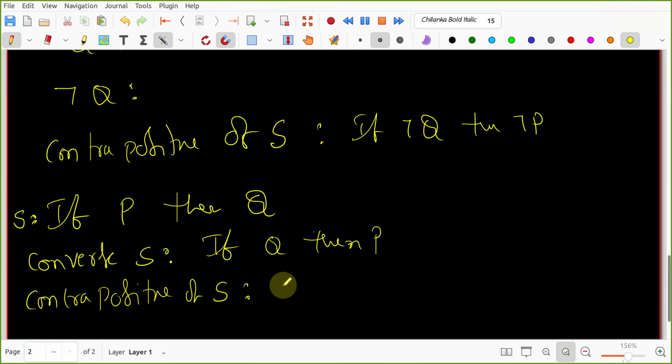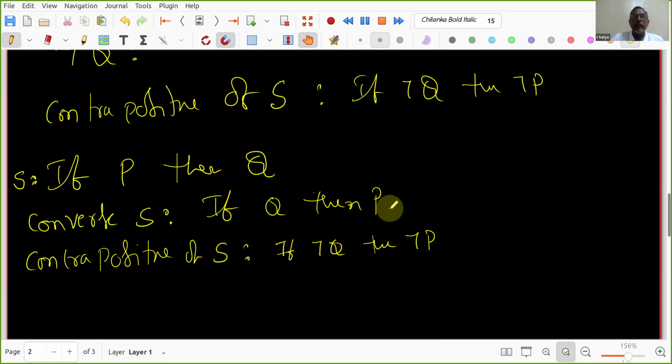My original statement S is: if P then Q. The converse of S is: if Q then P. And the contrapositive is: if negation of P then negation of Q. That's it. These are all correct only. So this is what you have written: if negation Q then negation P.